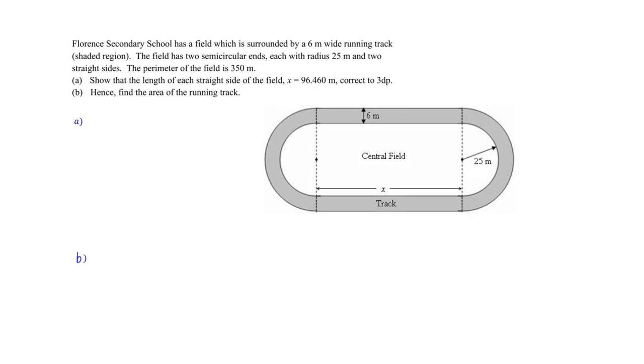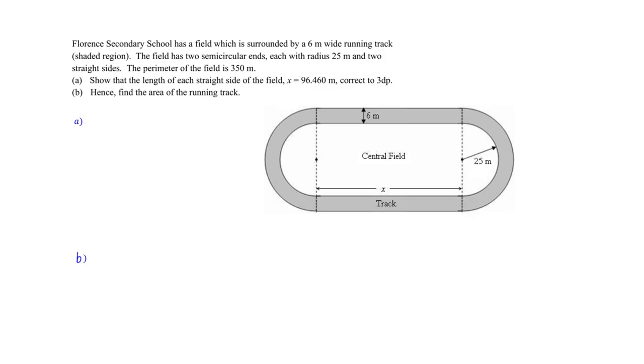We are given this secondary school field, and it is surrounded by a 6-meter wide running track. This field has two semicircular ends, radius 25 meters, and two straight sides.